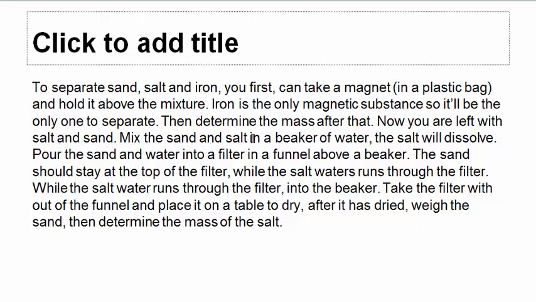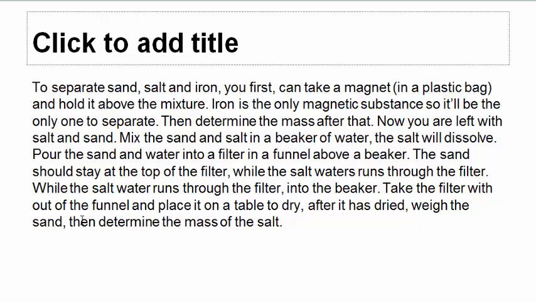Mix the sand and salt in a beaker of water so the salt will dissolve. Pour the sand and water into a filter in a funnel above a beaker. The sand should stay at the top of the filter, so the sand gets stuck in the filter paper, while the salt water runs through the filter paper into the beaker. Take the filter out of the funnel and place it on a table to dry overnight.